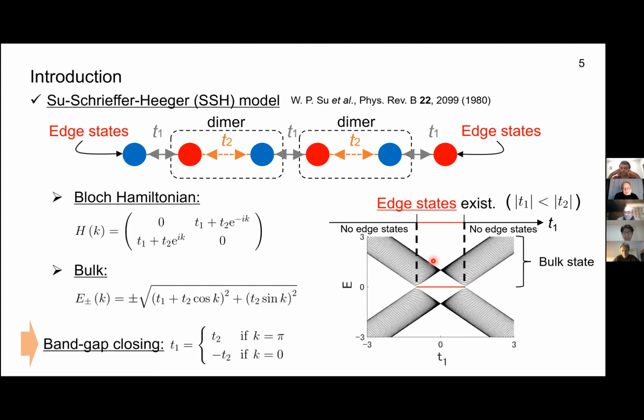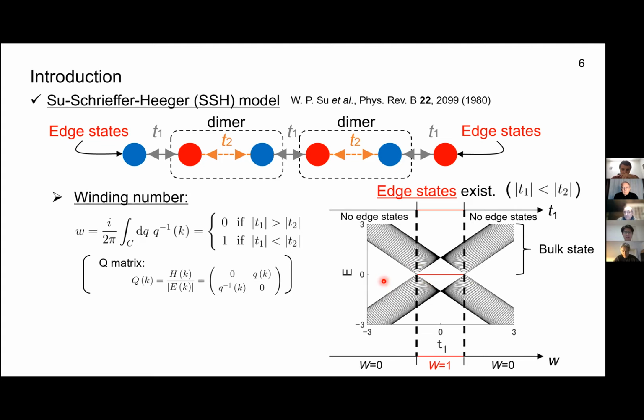And you can see that this state does not exist when the absolute value of T1 is larger than the absolute value of T2. So the switch between the appearance and the disappearance of the edge states corresponds to the band gap closing points.